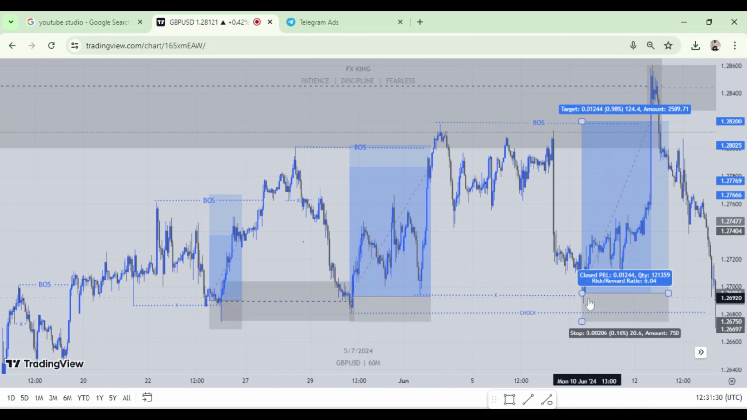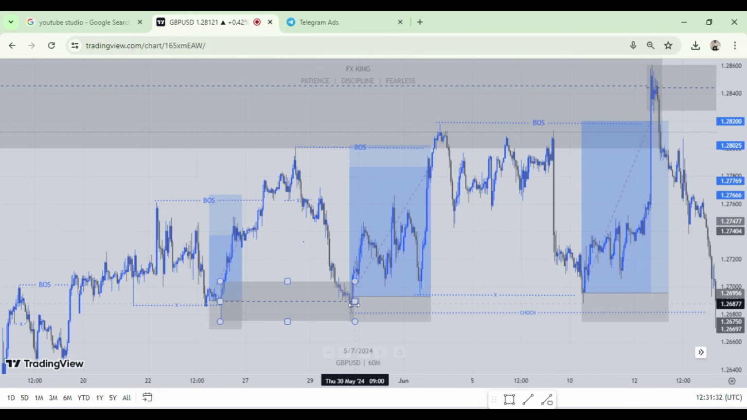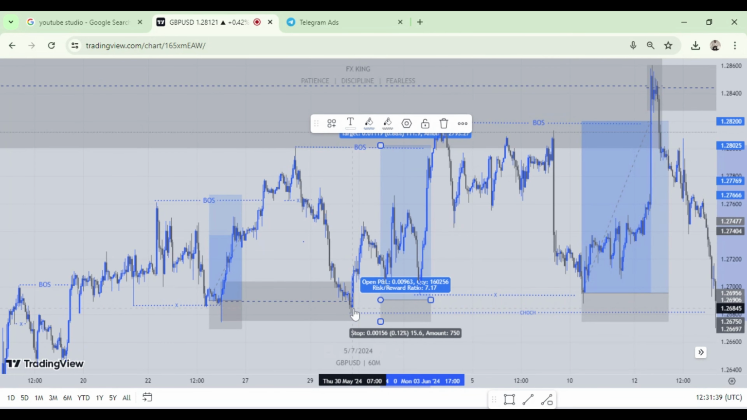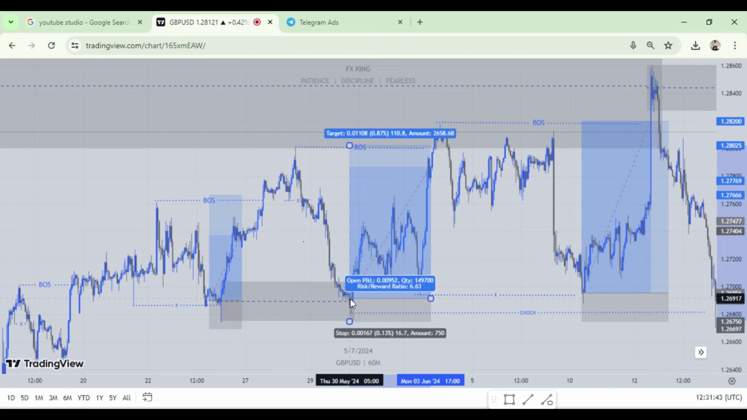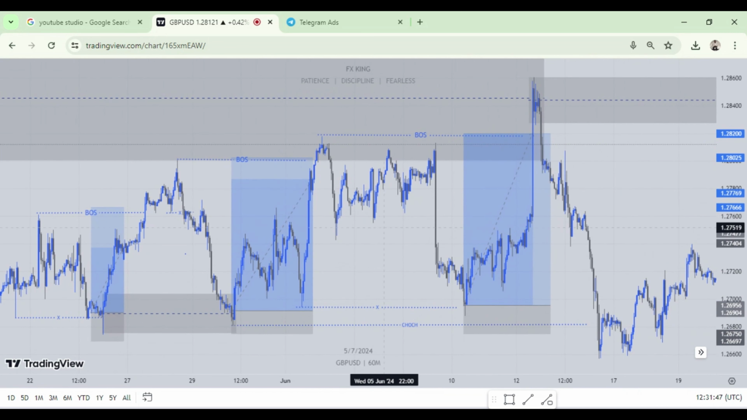So when this level was taken out by this move, we bought immediately on this zone here. I don't know if you can see it, but there's a candle here. That is where we bought, and as easy as that, our TP was smashed.